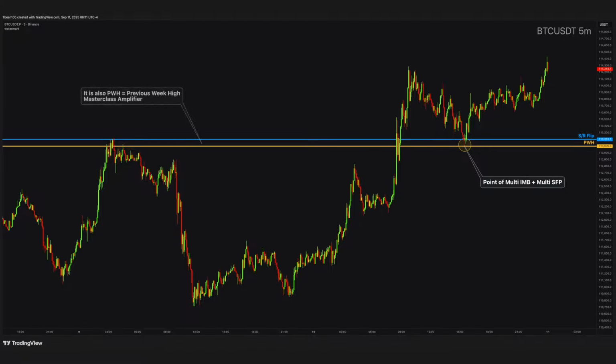But it is not just that area. It also acts like a powerful amplifier because we have the previous week's high sitting right there as well. And above all that, we have a super clear target. That's the PDH, the previous day's high area. So let's zoom in on this area and break it down further.